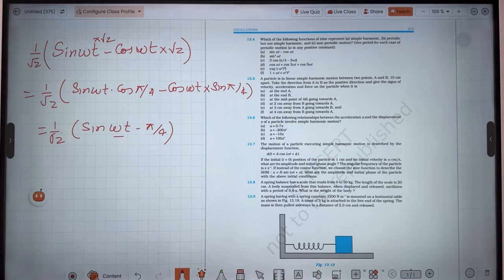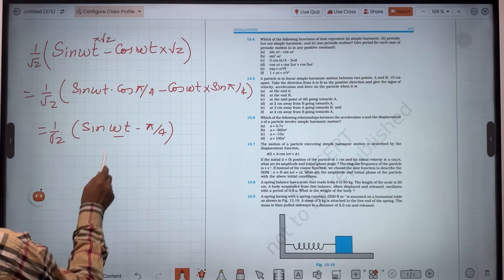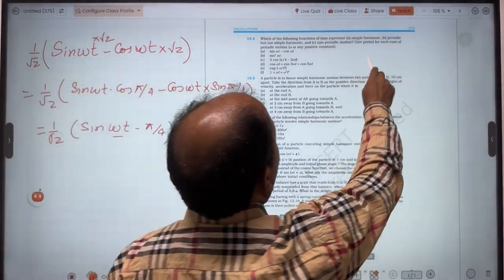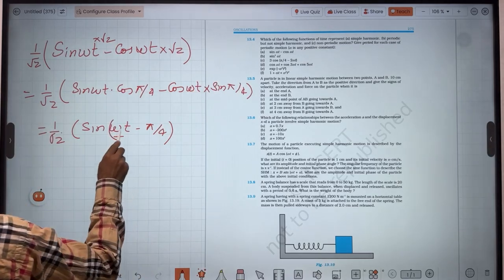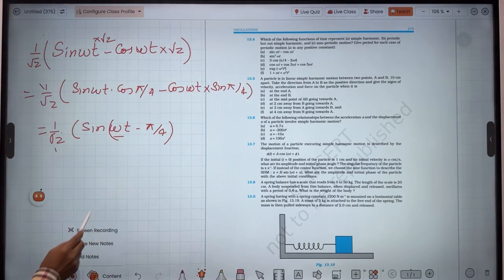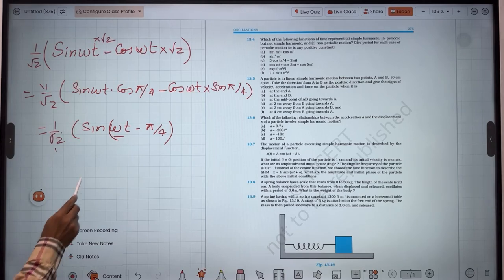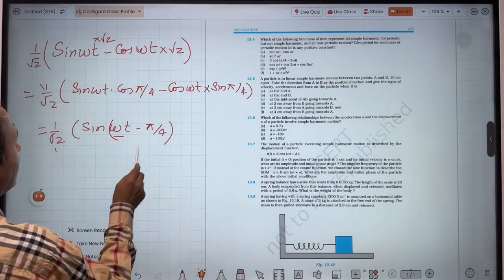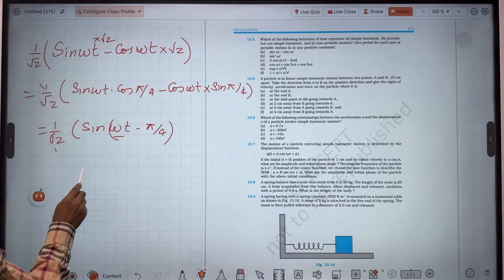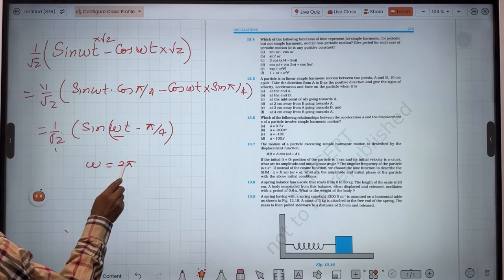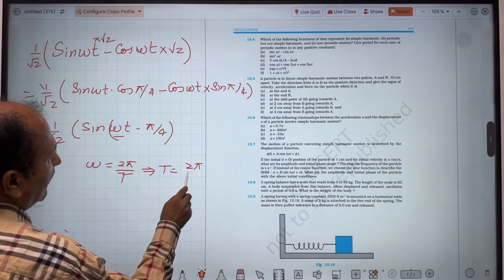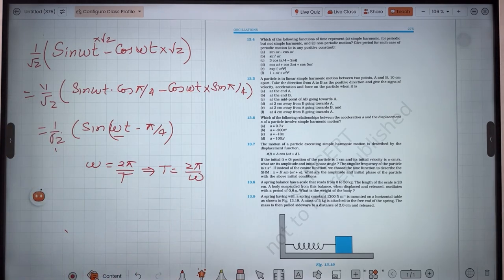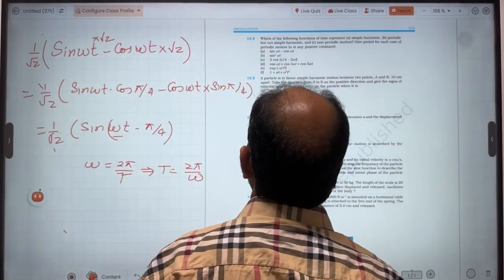So here omega equal to 2 pi by T. So we have to find out what is the time period, because the question says give period in each case. So here this will be angle omega t minus pi by 4. This will be phase. So we don't have to find phase, we don't have to express it, it's okay. So here our concern is omega equal to 2 pi by T, or T equal to 2 pi by omega. This is the first case.